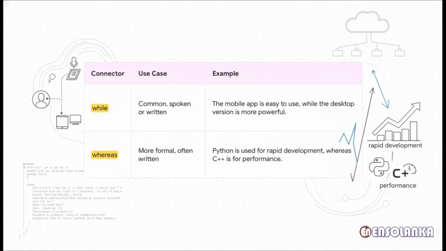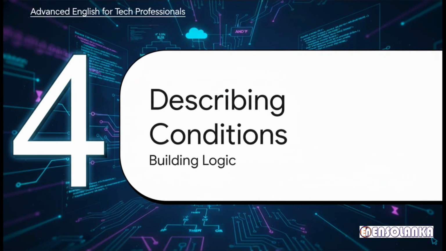Here we've got while and whereas. While is kind of your everyday all-purpose tool. You can use it when you're speaking, when you're writing. It's super common. Whereas, now that one's a bit more formal. It's perfect for those official documents where you want to draw a very clear and professional distinction, like comparing two different programming languages. Okay, let's keep moving.